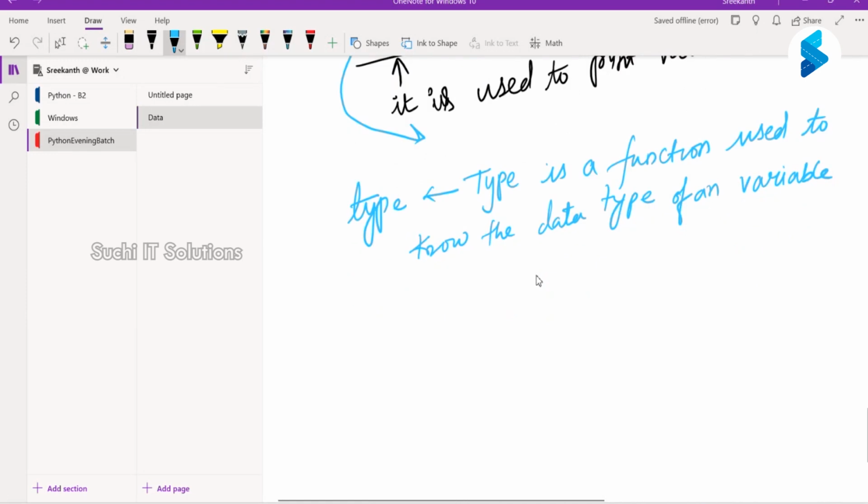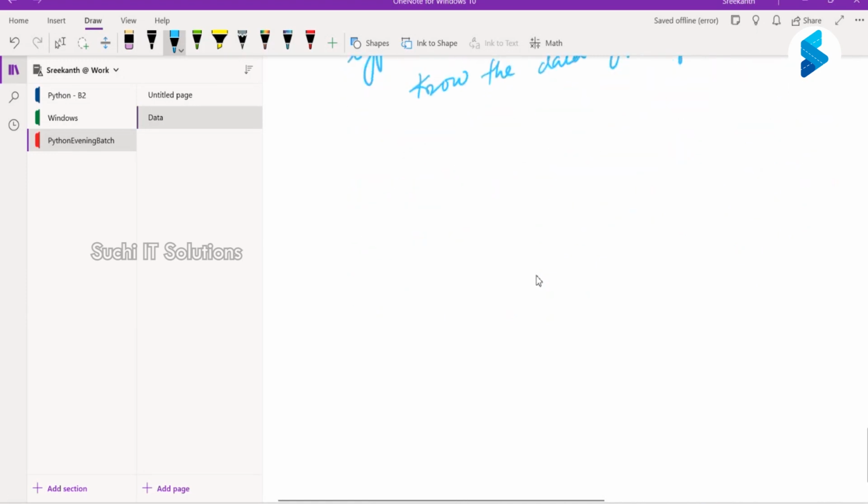Now, there are different operators when it comes to numbers. What are the different operators that we have? Arithmetic. So what are the arithmetic operators? You have plus, minus, star, which is multiplication, and slash, which is your division, and you have the modulo operator, which is modular division.